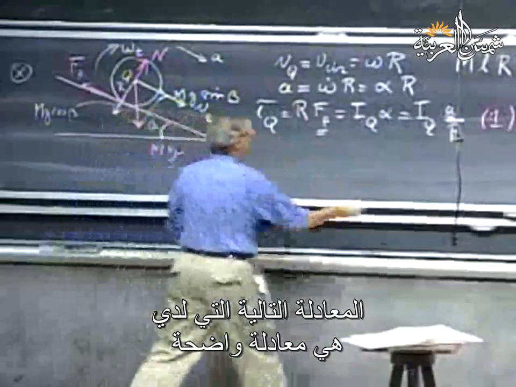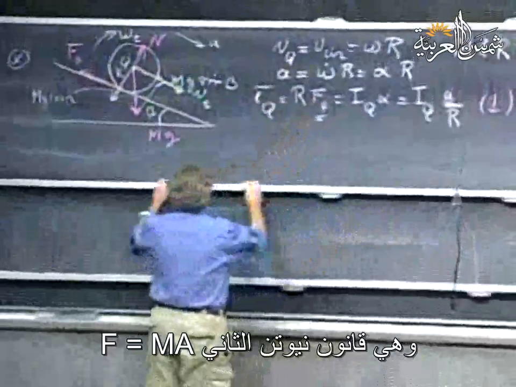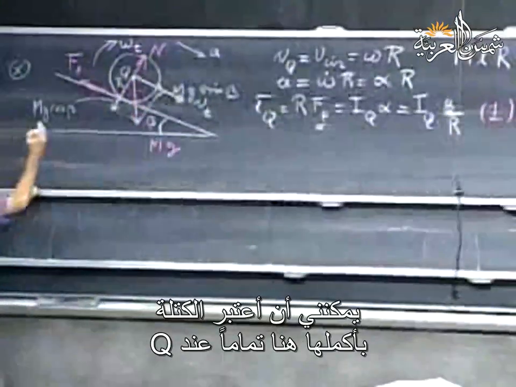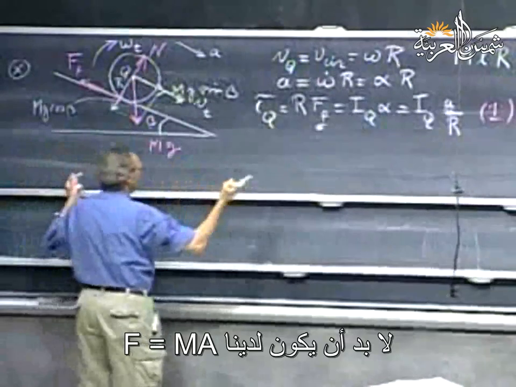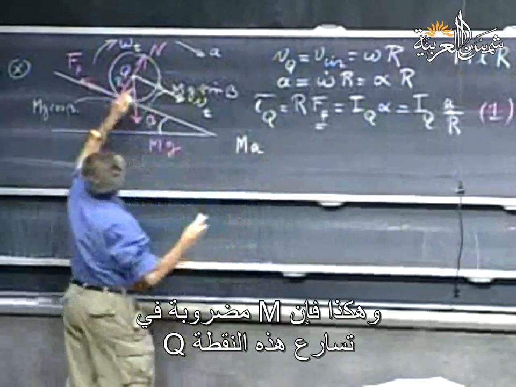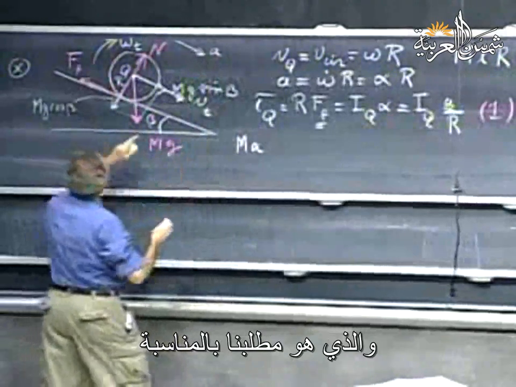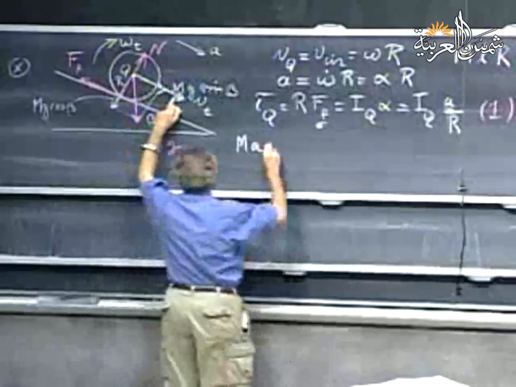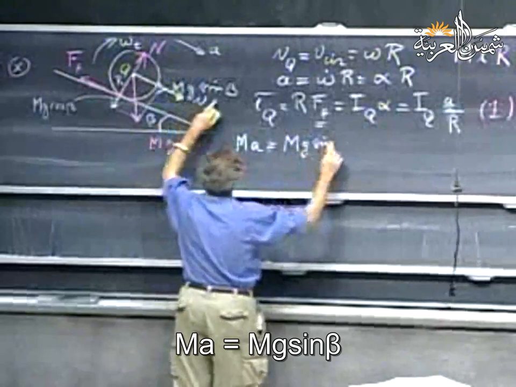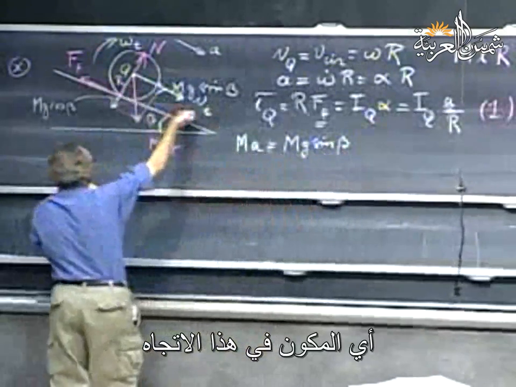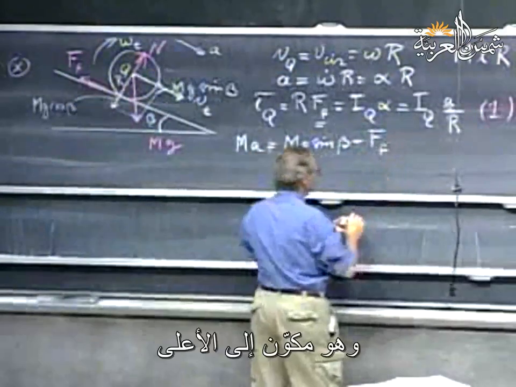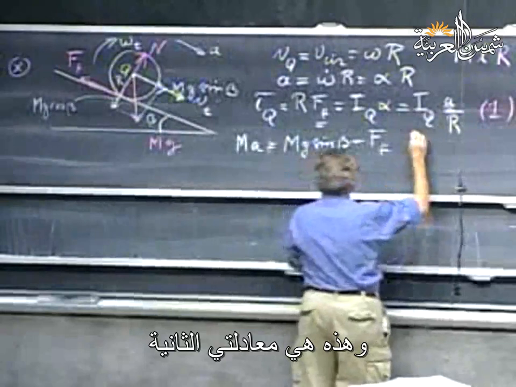The next equation that I have is an obvious one, that is Newton's second law, F equals ma. For the center of mass, I can consider all the mass right here at q. We must have F equals ma. And so m times the acceleration of that point q, which is our goal, by the way, equals mg sine beta. That is the component downhill, and minus ff, the frictional force, which is the component uphill, and this is my equation number 2.